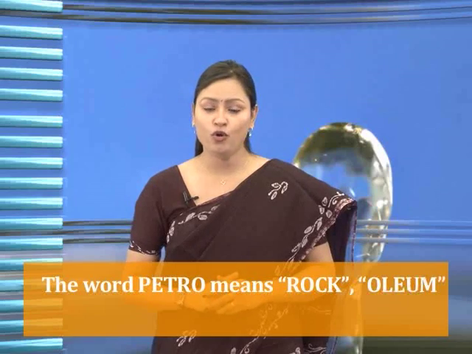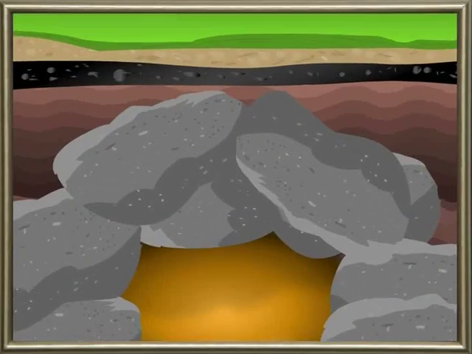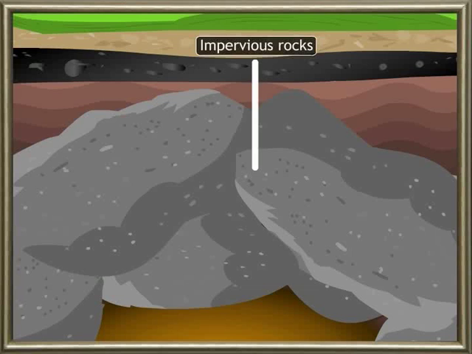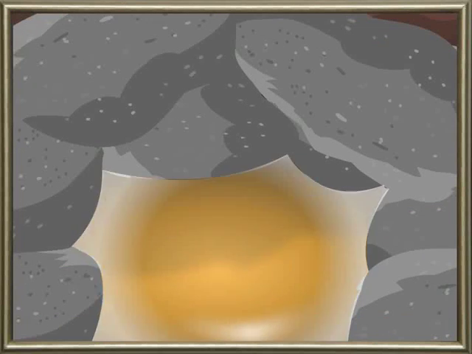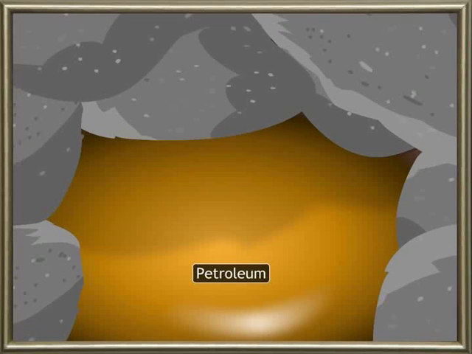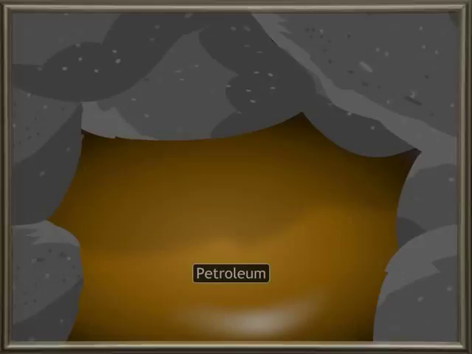Why petroleum is called oil from rocks? The word petro means rock. Oleum means oil. It means that oil is obtained from rocks. Deep in the earth, there are rocks called impervious rocks. There is a lot of space between the rocks. Petroleum is present between two layers of these rocks.